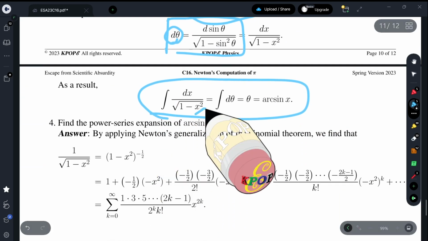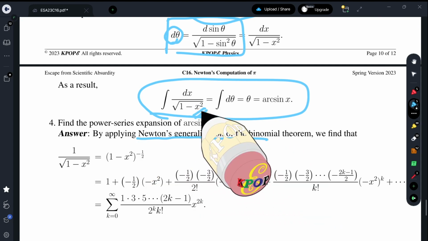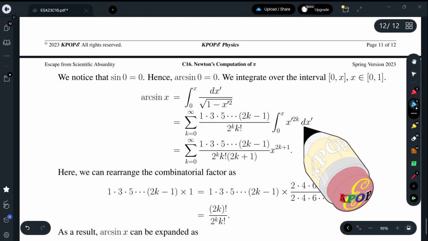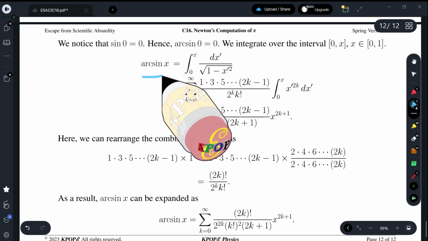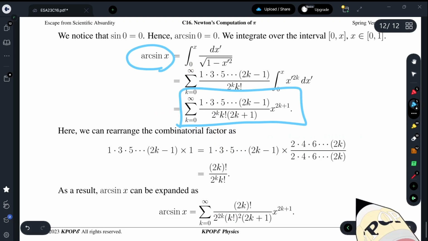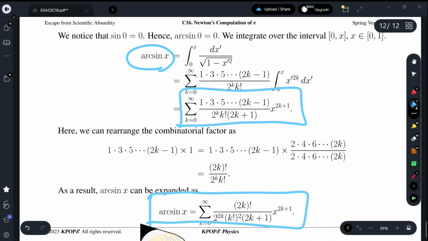And by the way, why don't we apply Newton's generalized binomial theorem to expand the integrand? The result is given like that. So using this method, I can evaluate this arc sine function as a power series of x. Okay, so using this, I can compute arc sine function as an infinite series in such a manner. So it is very useful. Newton's binomial expansion is very useful for our practical use.